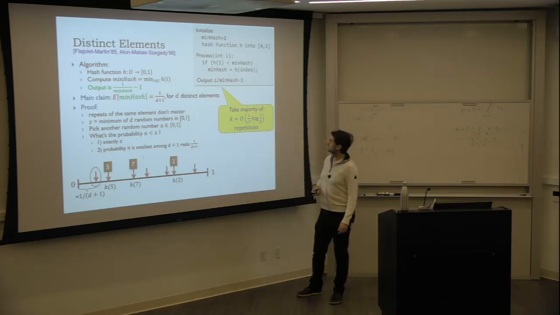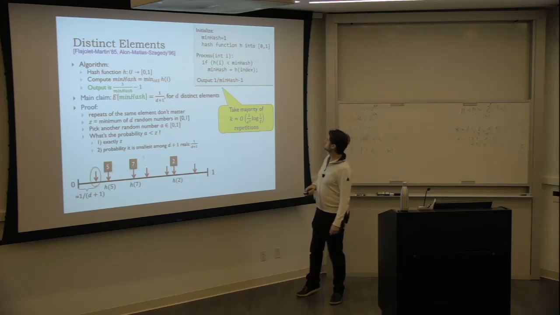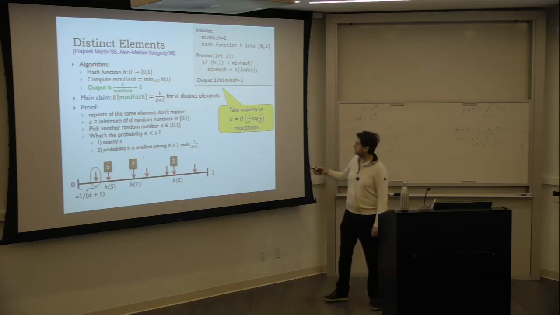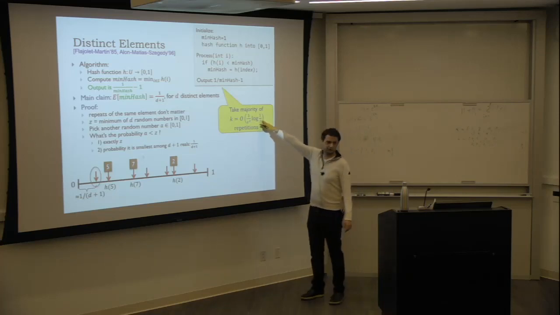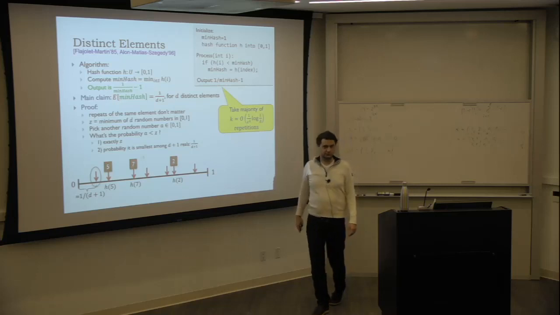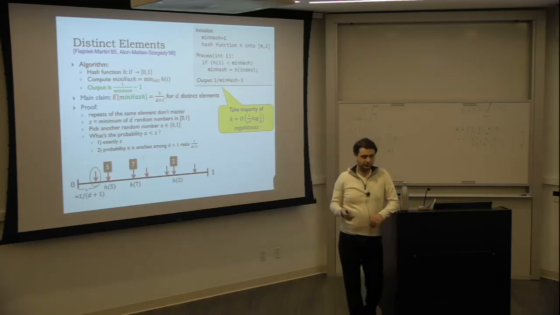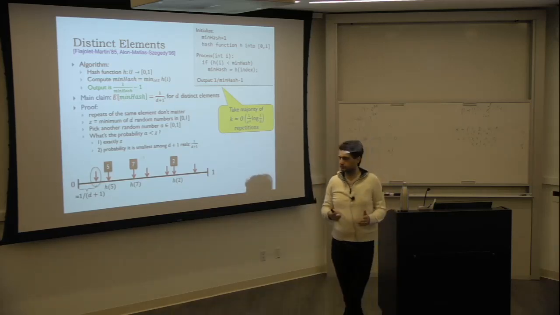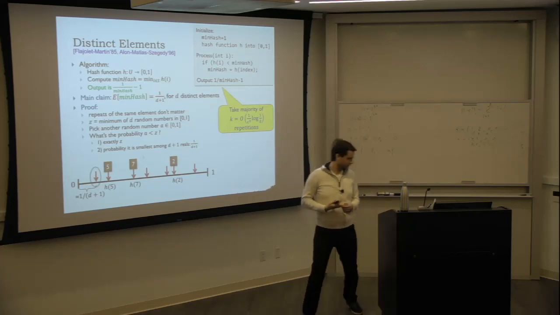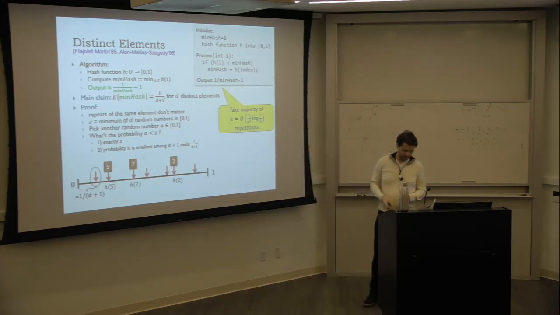You take the median, not majority, sorry. Take the median of them, and for k equal to this, again coming from CLT repetitions, you can prove again that you get a 1 plus minus epsilon approximation with probability at least 1 minus delta. Okay, and since we're kind of out of time, I'll stop here.